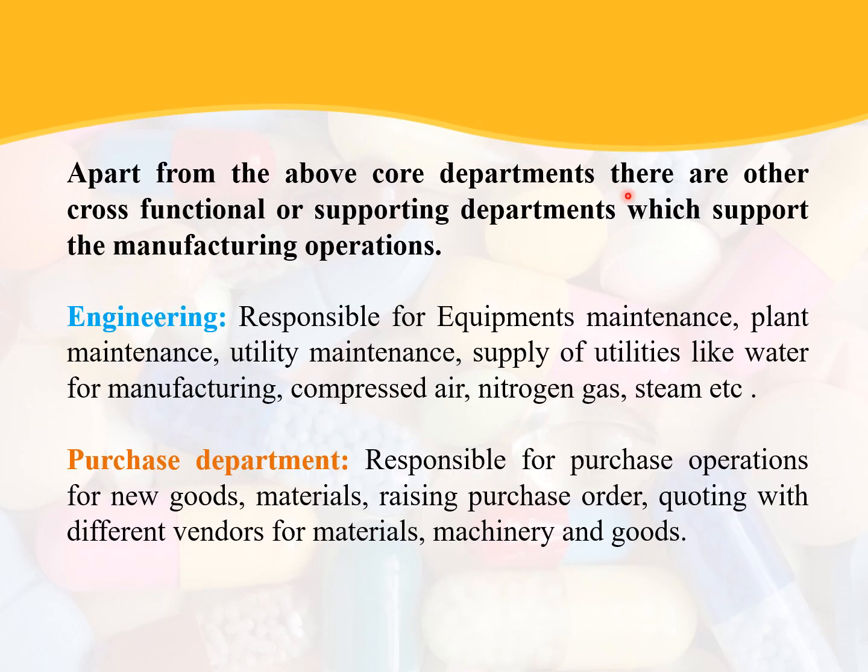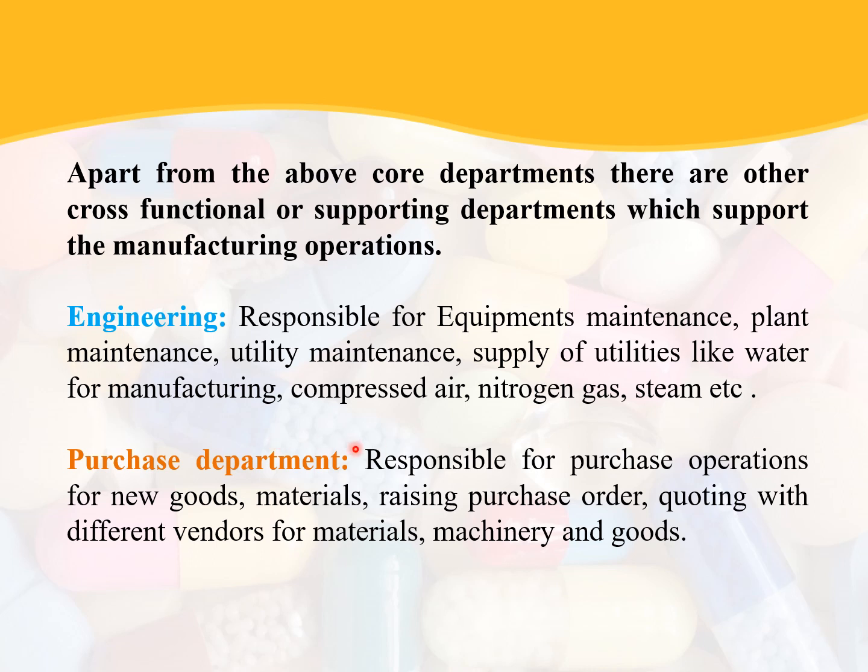Apart from the above core departments, there are other cross-functional or supporting departments which support the manufacturing operations. The first is engineering. This department is responsible for equipment maintenance, plant maintenance, utility maintenance, and supply of utilities like water for manufacturing, compressed air, nitrogen gas, steam, etc.